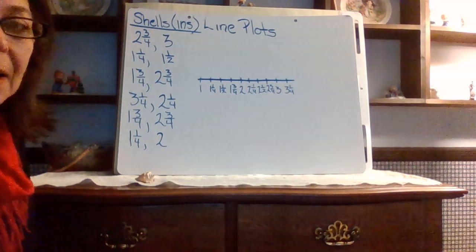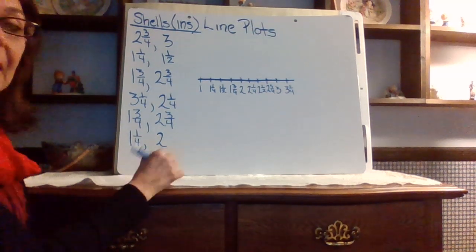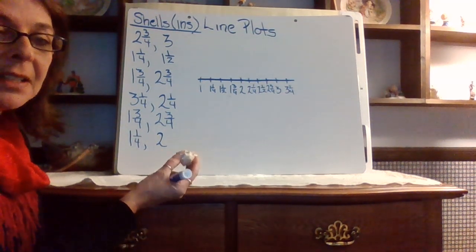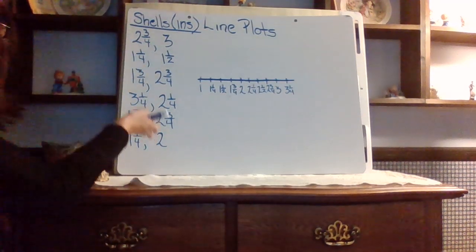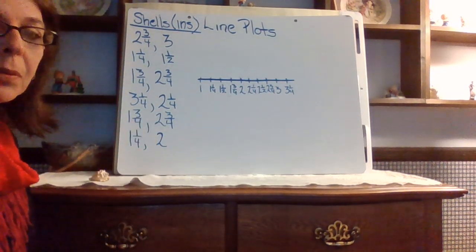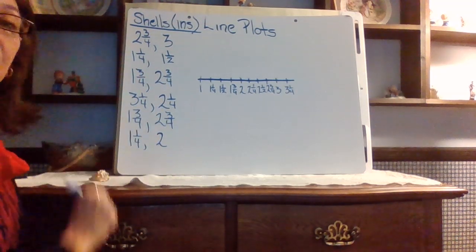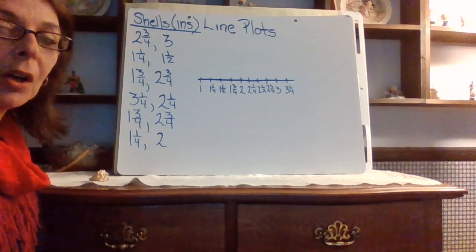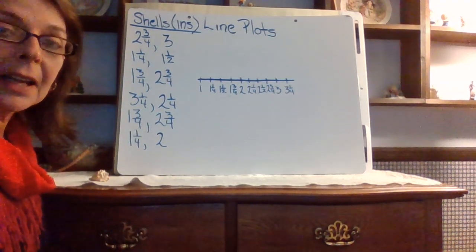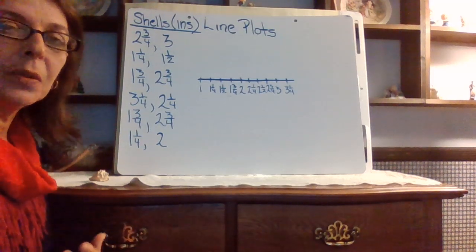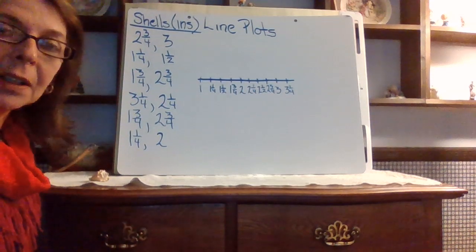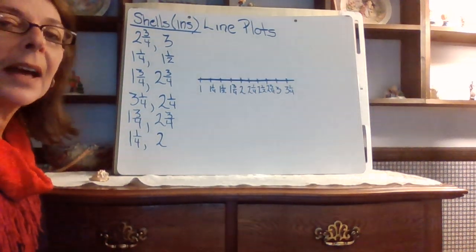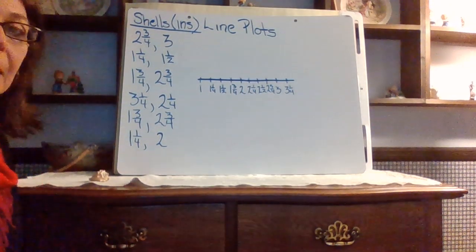So I went out and I collected some shells and I measured my shells in inches. I have 12 shells, so I have 12 pieces of data over here on my whiteboard. Each measure represents how long my shells are that I collected. So now I want to put that data onto my line plot so I can organize my data in a way that I can then interpret it.